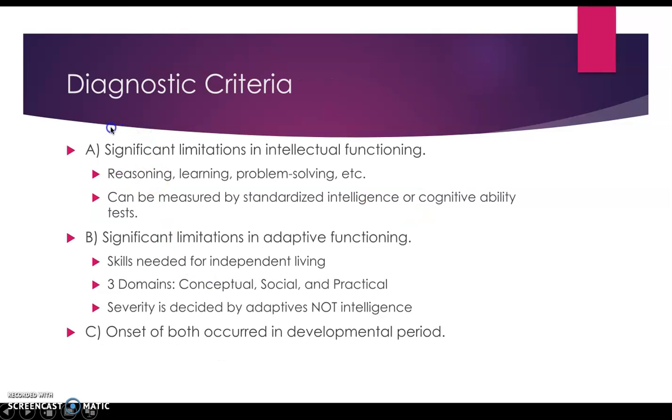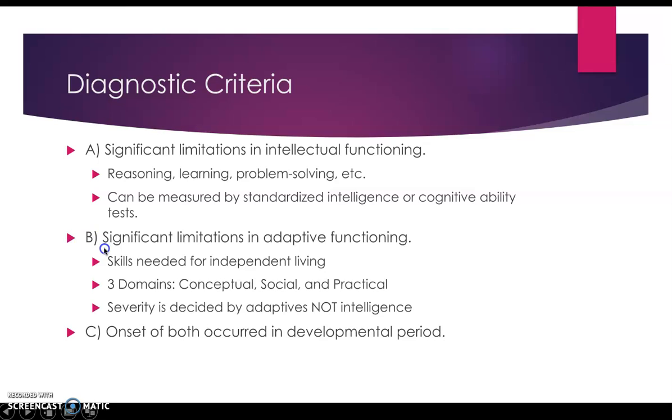So, DSM-5, diagnostic criteria for intellectual disabilities. Just three things, A, B, C. Number one, as I spoke about, significant limitations in intellectual functioning. So this could be reasoning, learning, problem solving, abstract thinking, cognitive ability, ability to retain information, ability to interpret information, all that stuff. Can be measured by a standardized intelligence test or a cognitive ability test, sort of to measure at what age level someone's functioning if they cannot perform a standardized intelligence test.